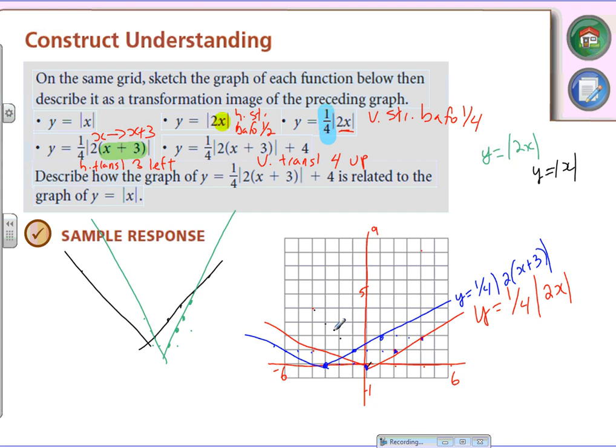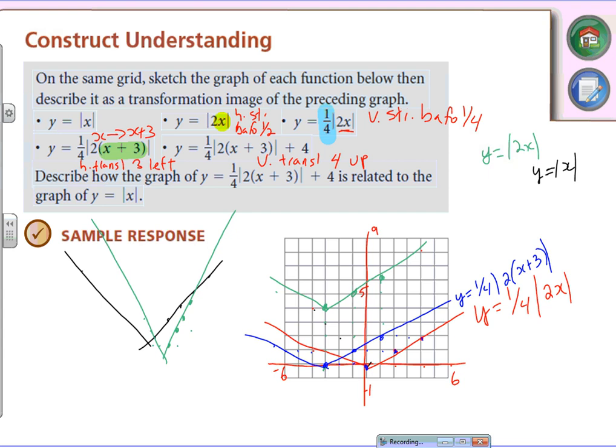Let's take everything up 4, or add 4 to every y value. 1, 2, 3, 4, right there. 1, 2, 3, 4, there. 1, 2, 3, 4. This one was up here. So we get the exact same shape, but moved up 4.